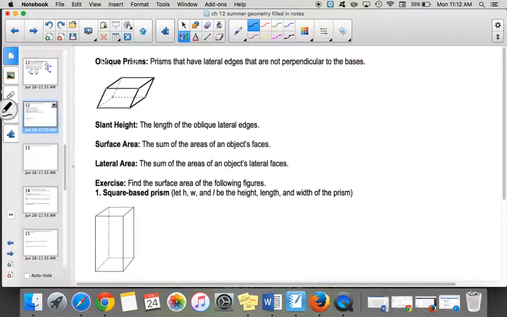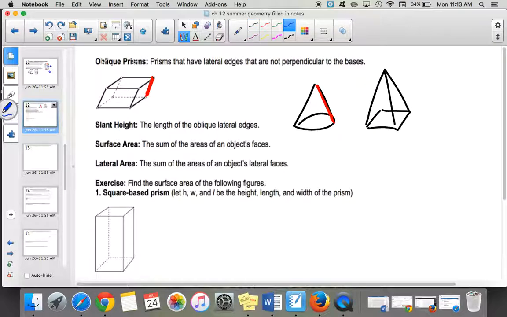All right, so an oblique prism, like I said, is a prism that has lateral edges that are not perpendicular to the bases. So the slant height is the length of the oblique lateral edges. This would be the slant height. But we've also talked about slant height in another way. So the slant height would be something like this. Or if you have a pyramid, we call the slant height the height of that triangle that's creating that pyramid. Okay, that way we can find the surface area.